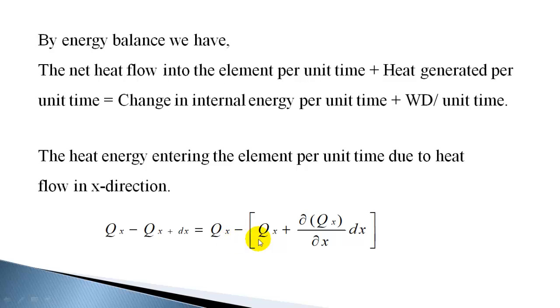So qx minus, what is qx plus dx? You can write it as qx, whatever quantity is at the left hand side of the element, plus the rate of change of that quantity with respect to x, into dx, the element size in the x direction. So this is the right hand side. The heat flow can be expressed as the heat flow at the left plus the rate at which it is changing with respect to the x direction into dx.